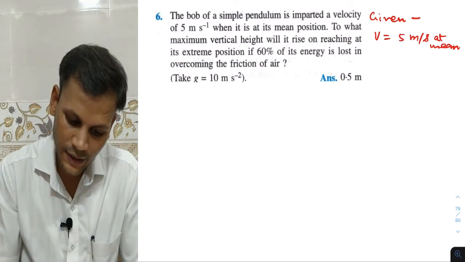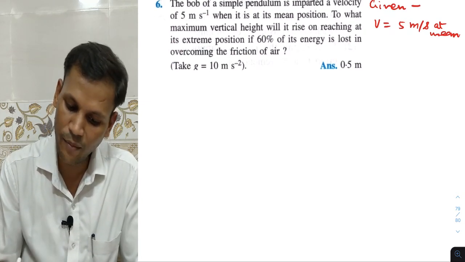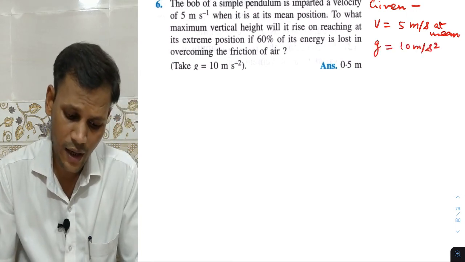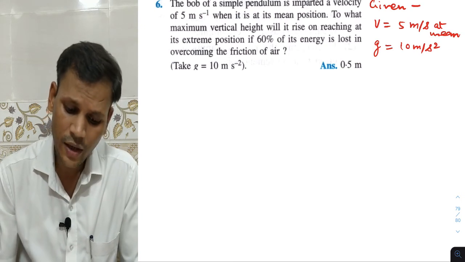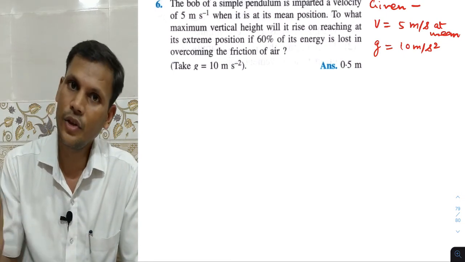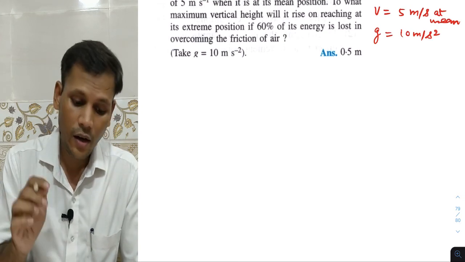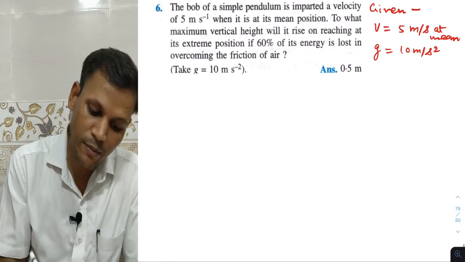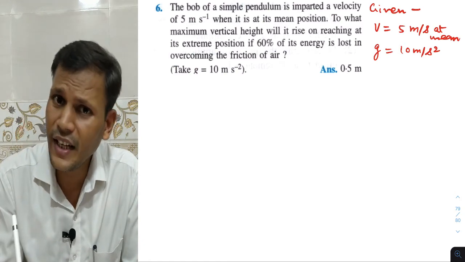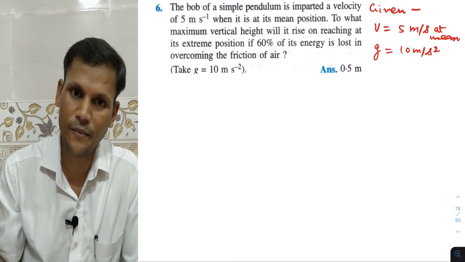Okay, so I will write what informations are given. g is 10 meter per second square, and 60% of energy is lost in overcoming the friction, means 40% is utilized. It means 40% of the maximum kinetic energy at mean will be the same as the potential energy at extreme.